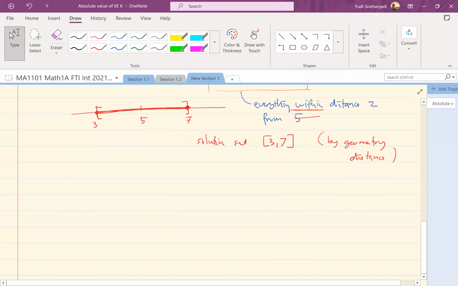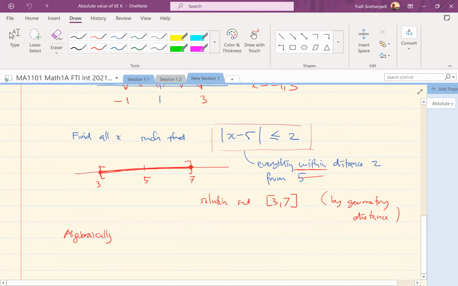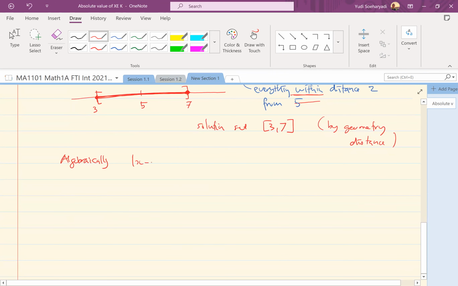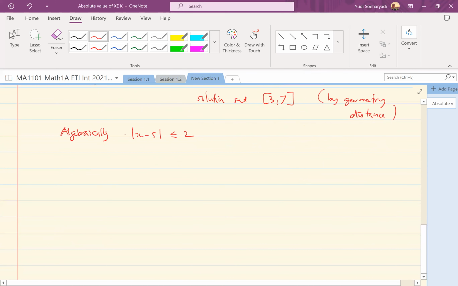What if you solve this algebraically? It's a bit complicated, but let's do this one just to give you an example of how to make sense of this problem. So that means we have to take the meaning of the absolute value of x minus 5.